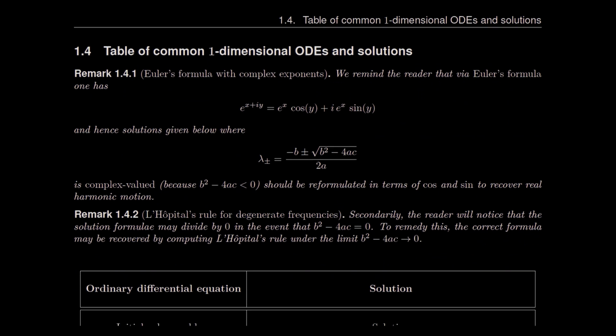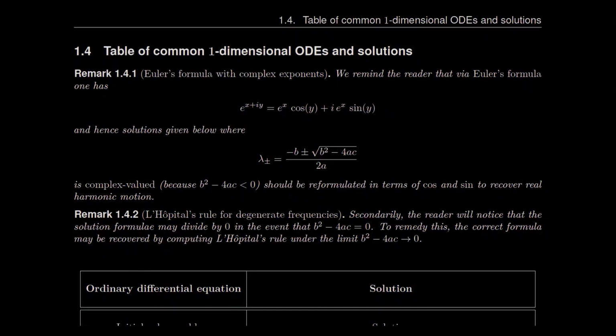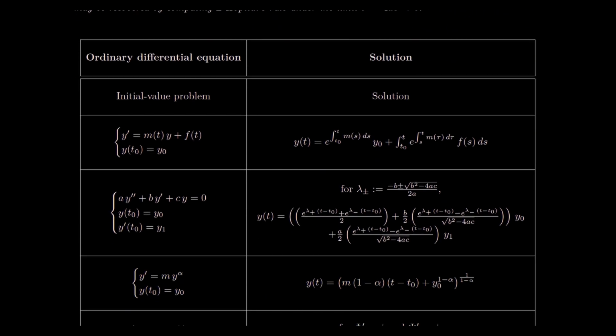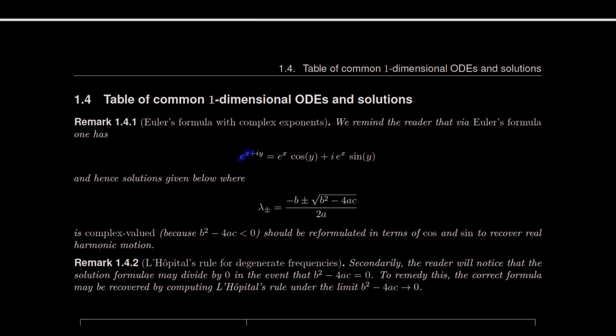Moving on to section 1.4, we've got a table of common one-dimensional ODEs and their solutions. I have 2 remarks that I want to cover here before I head over to the blackboard. And that's that we can use Euler's formula with complex exponents. So a lot of times, if I scroll down a little bit here, we're going to see these sorts of exponential e to a power lambda, and a lot of times these powers are going to be complex valued, okay? So if those powers are complex valued, we have to be a little bit careful about extracting our answers. When we have a complex valued power, e to the x plus iy, this actually becomes e to the x cosine y plus i e to the x sine y. So that's going to be a possibility.